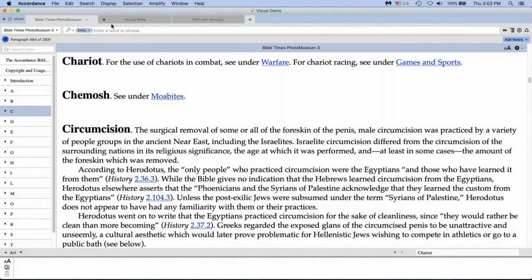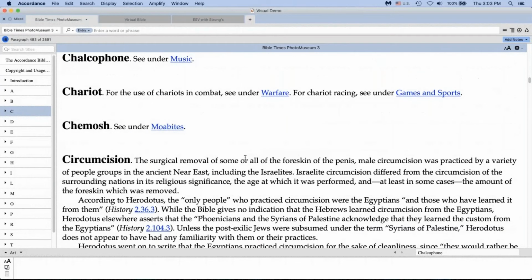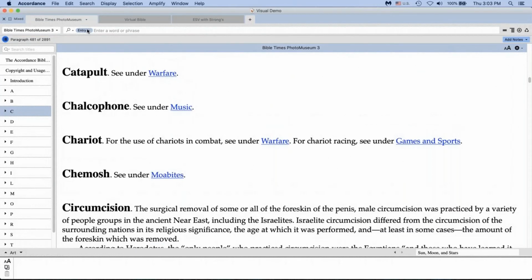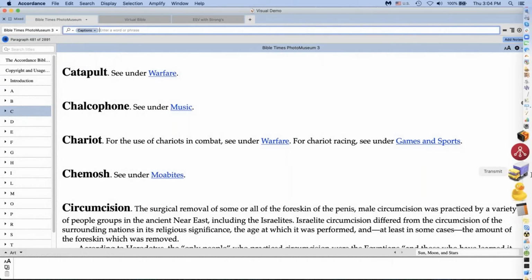Okay, now I'd like to show the next tool. That's the Photo Museum. This just shows you how we use the Photo Museum. And one other thing I ought to mention is the way you use tools. Most of you who've used Accordance tools know that we have categories so that you can focus your search here. I'm going to do the caption one because that'll tell me. And I'm going to look here for the picture Megiddo.